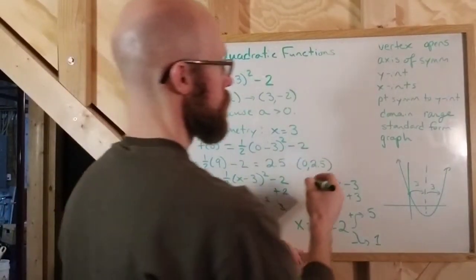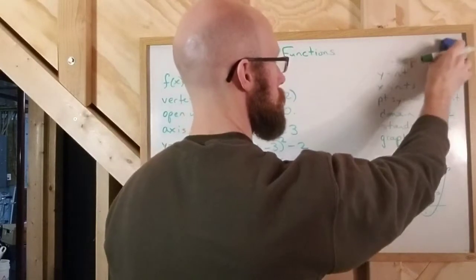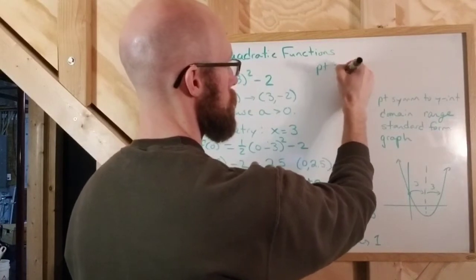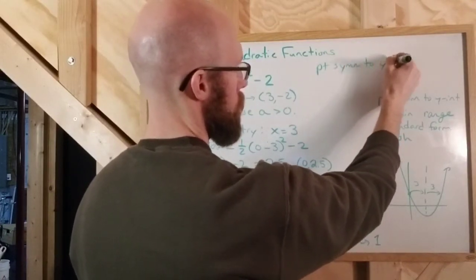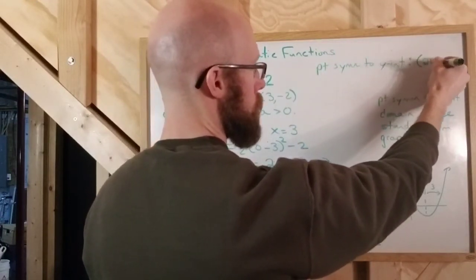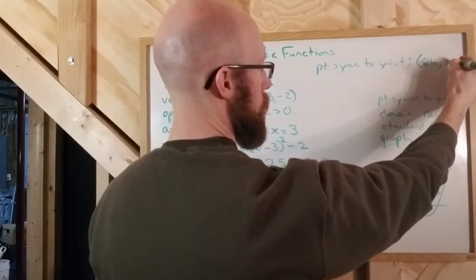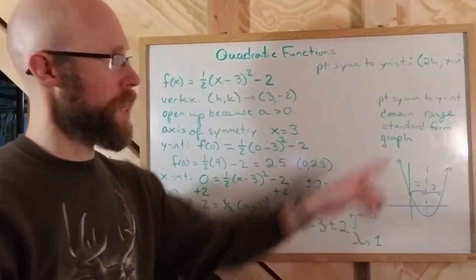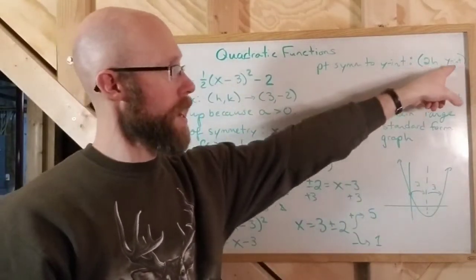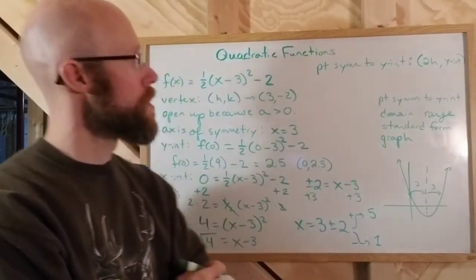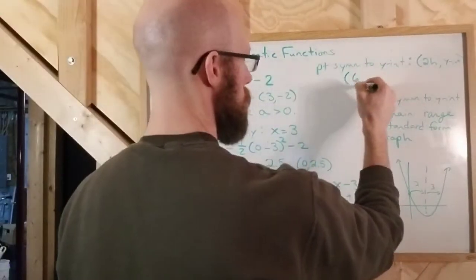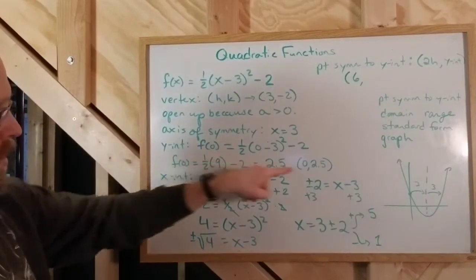Okay, so the point symmetric to the y-intercept. Well, remember that is always going to be found using the formula 2h comma then the y-intercept, whatever that is. Okay, so the x value is 2h because you have to go over twice the h value, and then the height is the same as that y-intercept. So in our case, the 2h would be 2 times 3, which is 6. The y-intercept, if I go down to that point, that was at 2.5.